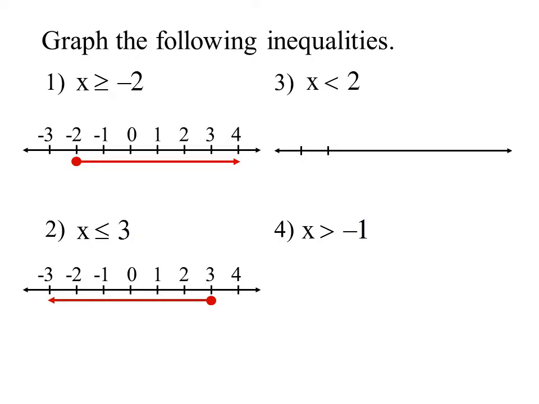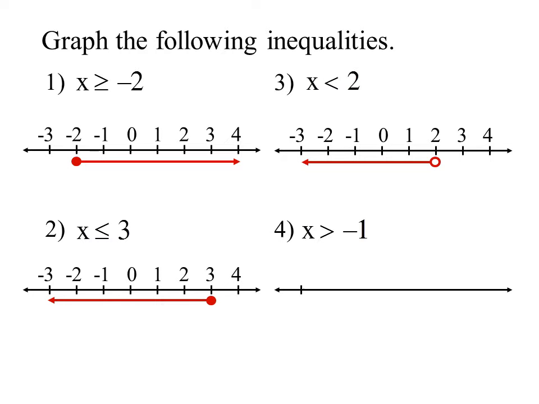If we go over to number 3, we would not fill in the point at 2 because I don't have that little bar under the less than symbol that means equal. So I would leave this as an open point. And so that's at 2, and then we do shade to the left to represent all the numbers that are less than 2. Yep. And then on number 4, open circle at negative 1, and then all of the numbers greater than that would go to the right.